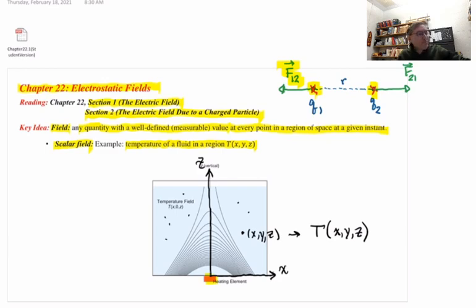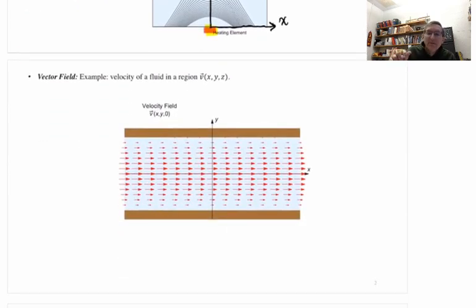Okay? All right, now let me give you an example of a vector field that is still a little bit easier to visualize, not quite so abstract as the electrostatic field. So here comes an example of a vector field. Of course, what that means is, throughout a region of space, at any given point, you're measuring some vector quantity with, as we know, a magnitude and a direction. A kind of mundane example that's easy to visualize of a vector field is the velocity of a fluid in a region, v arrow, as a function of x, y, and z.